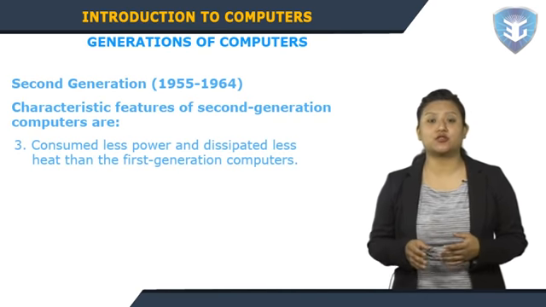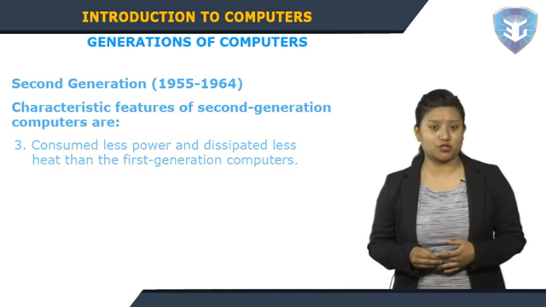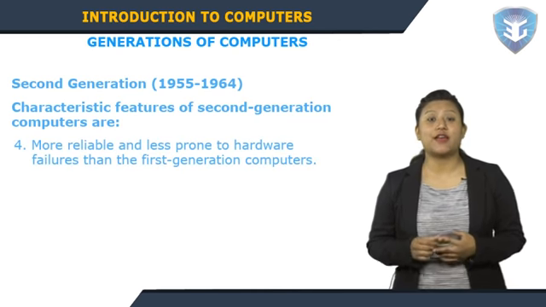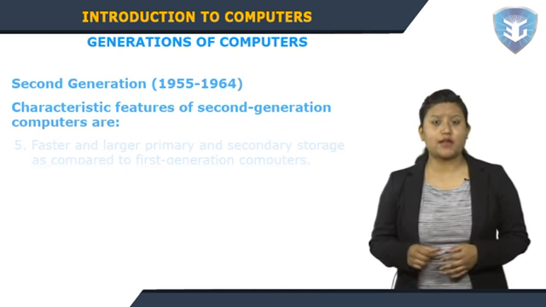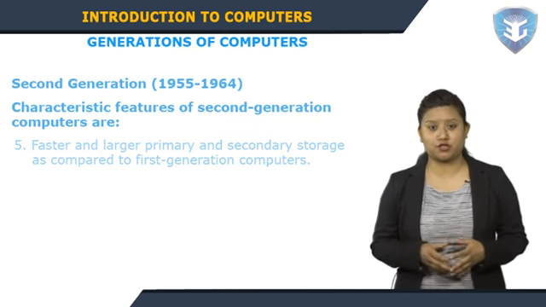The rooms and the areas in which the second generation computers were located still required to be properly air conditioned. They were more reliable and less prone to hardware failures than the first generation computers. They had faster and larger primary and secondary storage as compared to first generation computers.